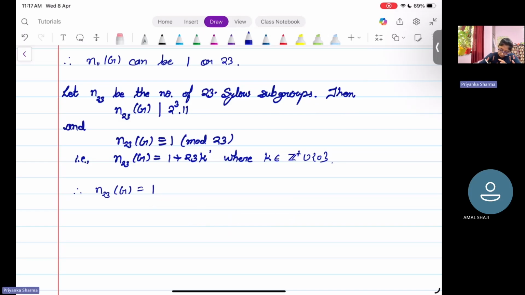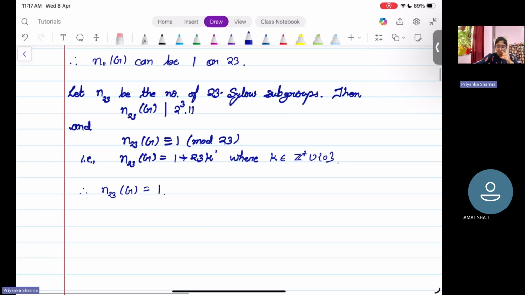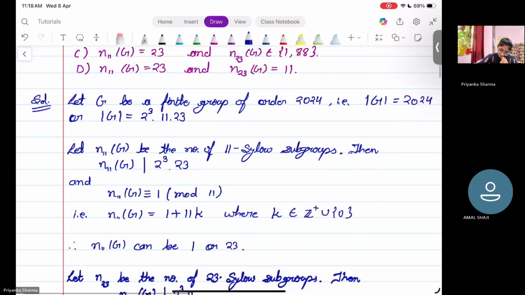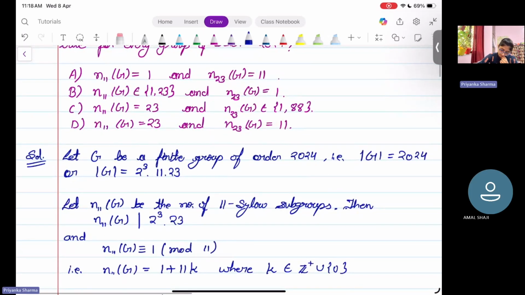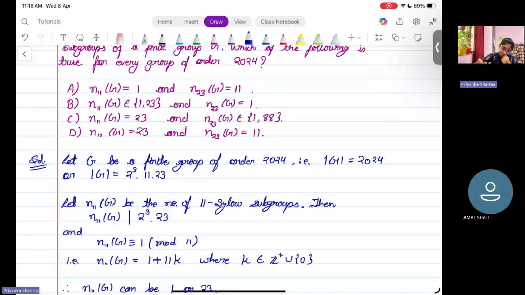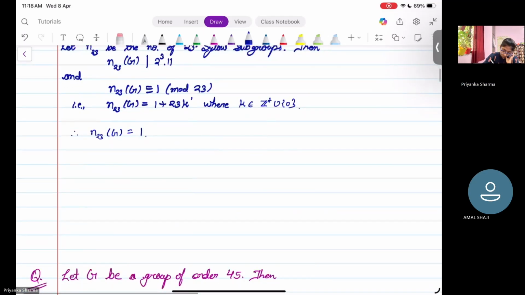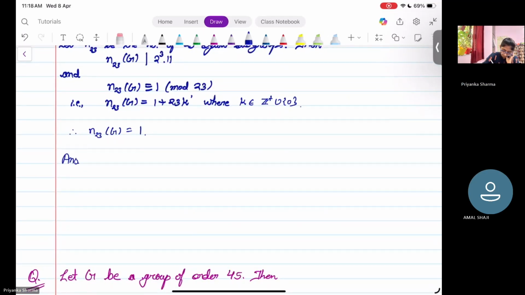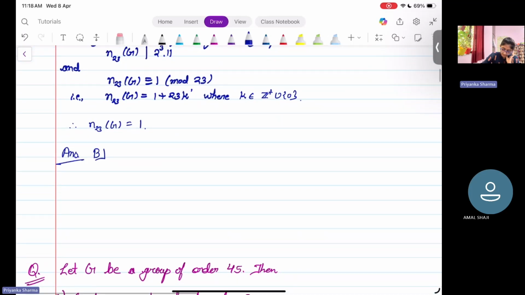Therefore, n23(G) will be 1 only. So now, what will be the answer? The second one, that is n11(G) belongs to {1, 23} and n23(G) is 1. So B is the correct answer.